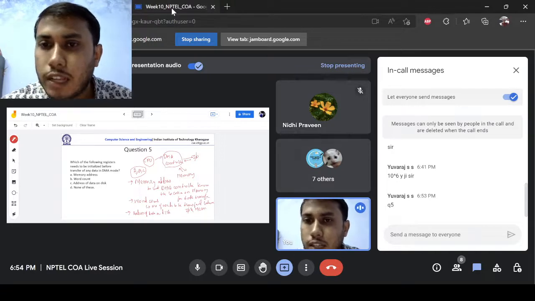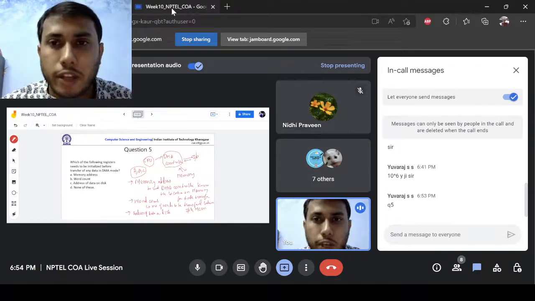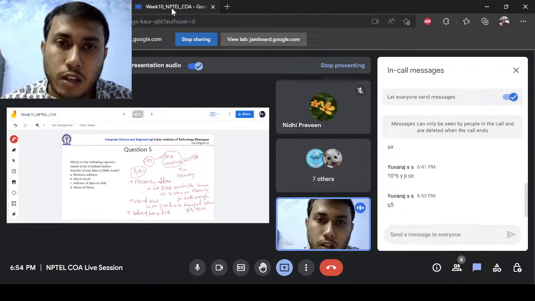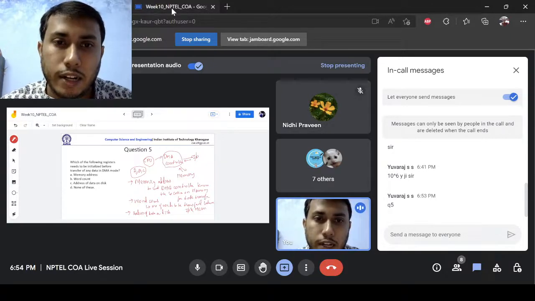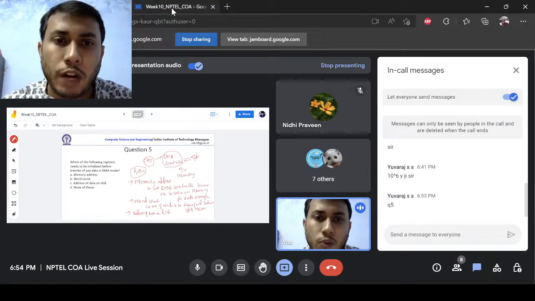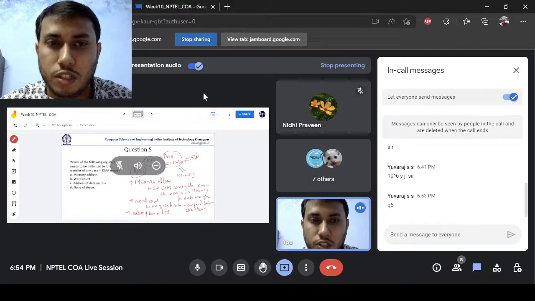One, you need to tell the memory address to the DMA controller: okay DMA controller, this is the memory location from where you need to transfer the data, or to store the data. Then it tells the word count: this amount of words you need to transfer to this memory location. And the third is the address of the disk.